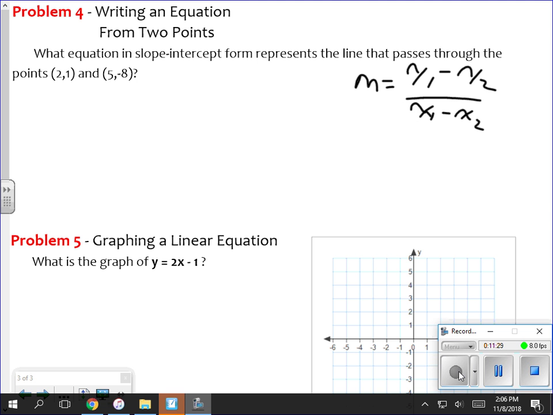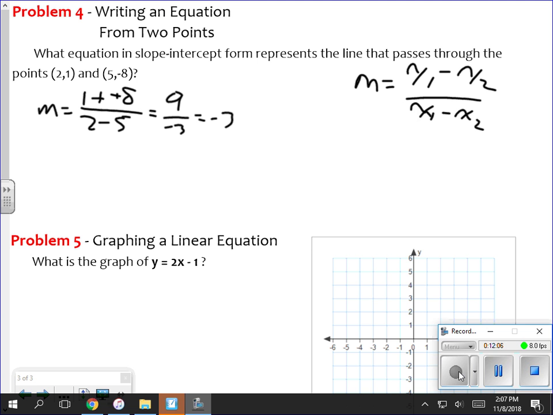So our slope equals, pick a point, 1 minus negative 8 over 2 minus 5. Okay, 1 minus negative 8 is the same thing as 1 plus 8, which is 9. 2 minus 5 is negative 3. 9 divided by negative 3 is negative 3. So our slope is negative 3. Okay, so that part we did before. That part we know how to do.